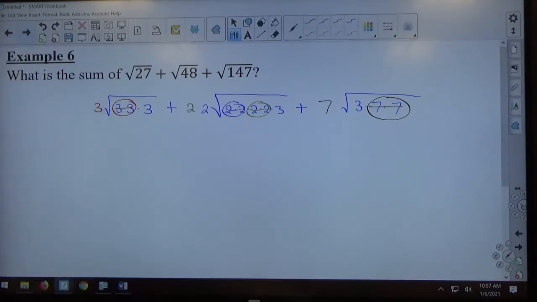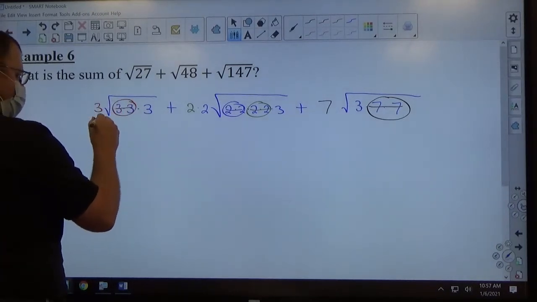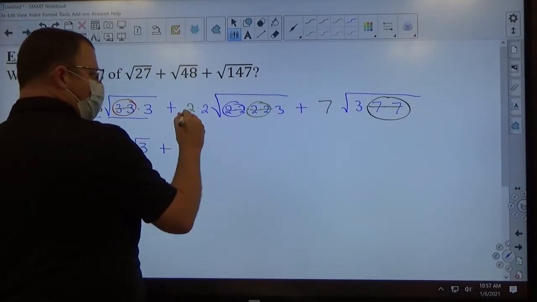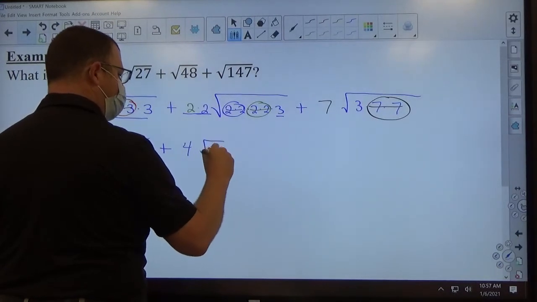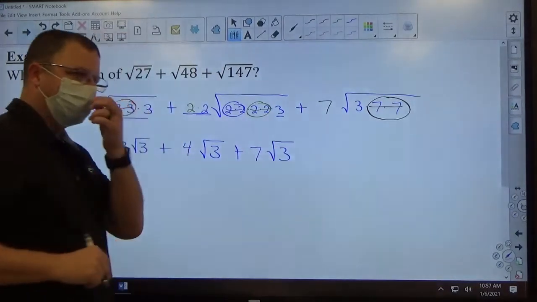Okay, once I've pulled all that stuff out, if I push it all back together, make it as pretty as I can, on this first object, I've got 3 times the square root of 3. The second object, I have two things pulled out, so I'm going to get 2 times 2 is 4 times the square root of 3. And here only 7 came out, 7's out, 3 stayed in.